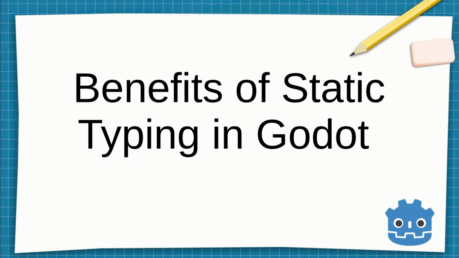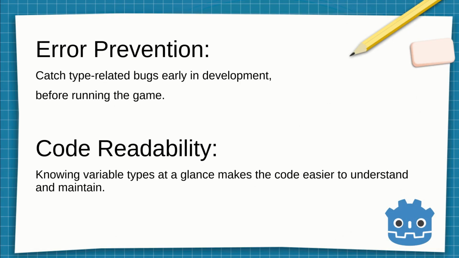Some of the benefits of static typing. Error prevention: it's easy to catch type-related bugs early in development, before running the game. Code readability: knowing variable types at a glance makes the code easier to understand and maintain.